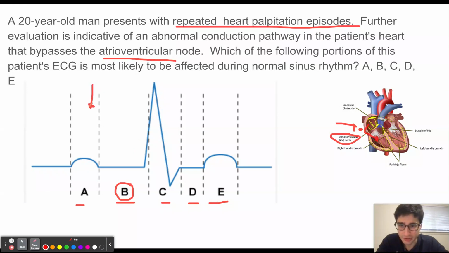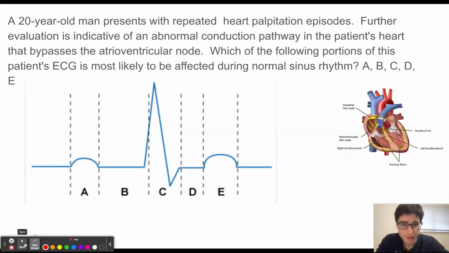So A is atrial depolarization, V is ventricular depolarization, and B is the time delay between atrial and ventricular depolarization. So if we are skipping the AV node, we're not slowing down, and electrical activity gets to the ventricles beforehand. So as a result, this time lag is going to be shortened because we're skipping the AV node.